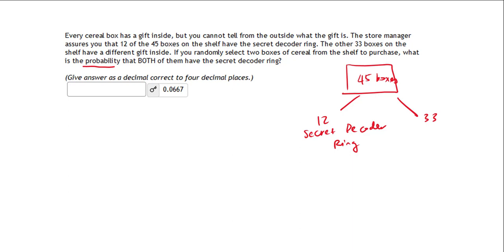If you randomly select two boxes, let's say box A and box B, I want P of A and B. They are both having the secret decoder ring. So what is the probability of that? Okay, so we have two boxes, and this is the multiplication rule due to the AND keyword here. So we multiply them.